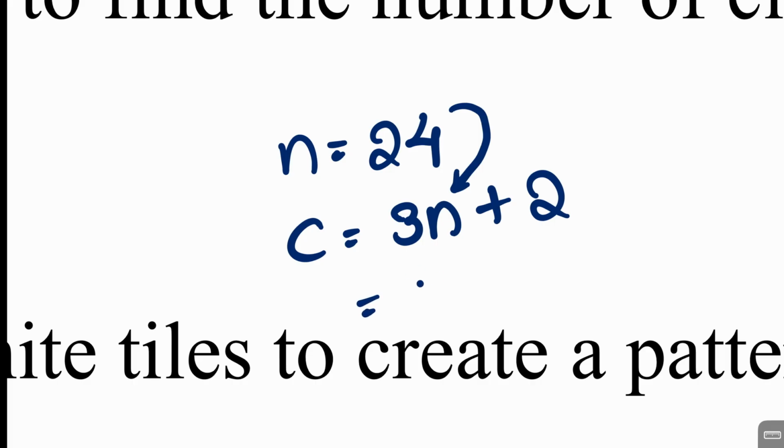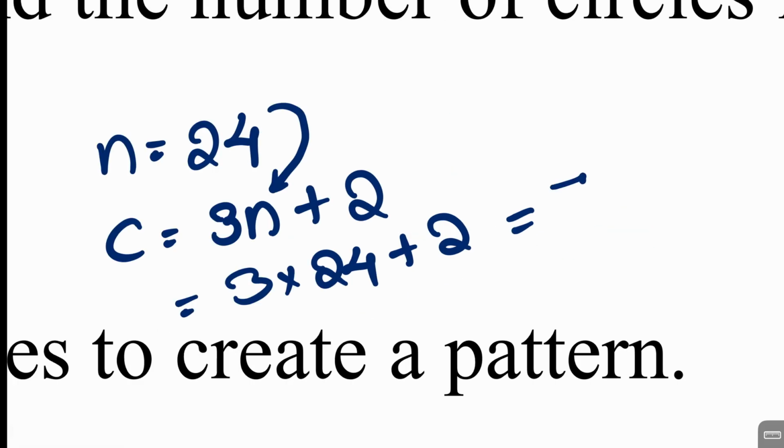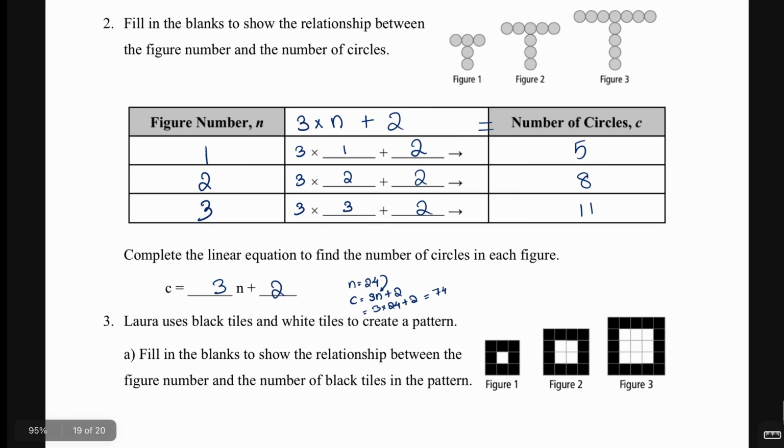So it's like this: 3 times 24 plus 2 equals 74, which means there's going to be 74 circles in the 24th figure. See, we don't need to draw the figures, or complete the table all the way up to 24. We can calculate the number of circles of any figure without actually completing the whole pattern. You just need to substitute that value. That's the beauty of a general equation.